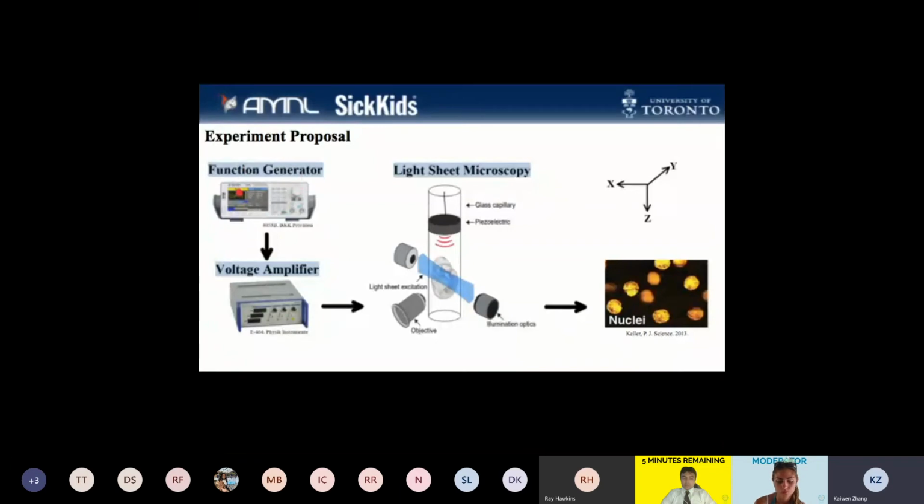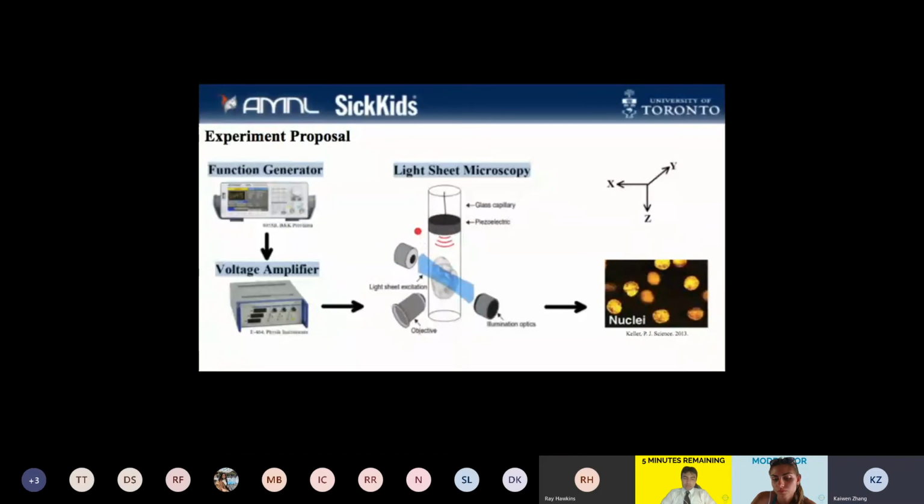We've chosen one that can generate a maximum frequency of 10 megahertz, which is a pretty safe maximum, and also sine waves, which are compatible with the piezoelectric. We also need a voltage amplifier, which controls the intensity of the waves coming out of the function generator so that it is large enough to power the piezoelectric.